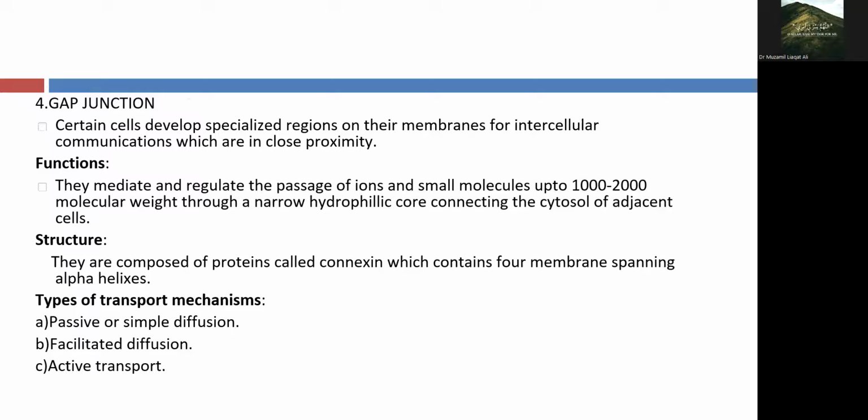Six connexin subunits come together to form a cylindrical structure called a connexon, which spans the membrane. When connexons of two adjacent cells align, they form a narrow hydrophilic channel that directly connects the cytosol of the two cells. This allows the passage of ions and small molecules up to about 1000 to 2000 in molecular weight, enabling rapid cell-to-cell signaling and coordination.